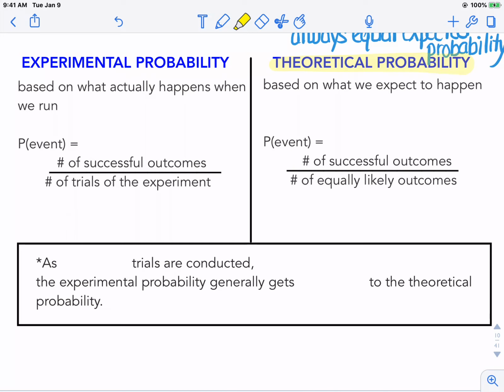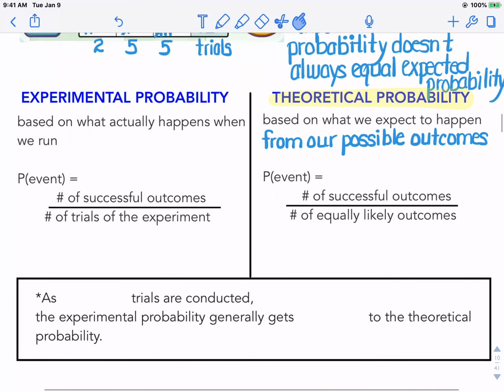Theoretical probability is based on what we expect to happen from number of outcomes, from our possible outcomes. So we expected, from what we saw in the gumball machine, that we could have number of successful outcomes, like yellow, to number of equally likely outcomes, the blue, the green, and the blue, the yellow, and the red all put together. So we calculated theoretical probabilities back up at the beginning.